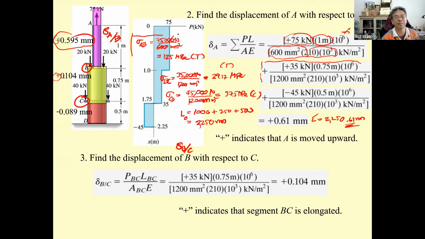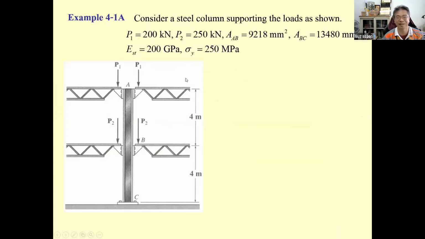So the maximum stress occurring in this column is going to be 125, and you should say this 125 is less than sigma allow of the steel, which is actually equal to 250 megapascal divided by 2. That is 125 megapascal, which is okay because it's equal. Okay, that is going to be the stress analysis of this problem.